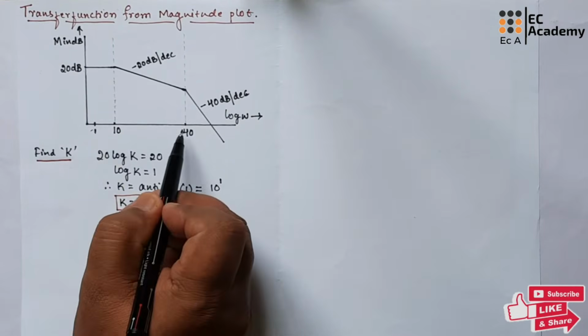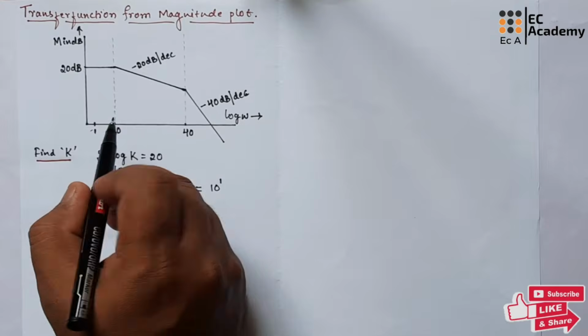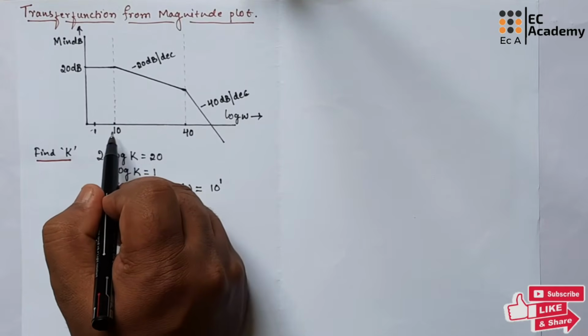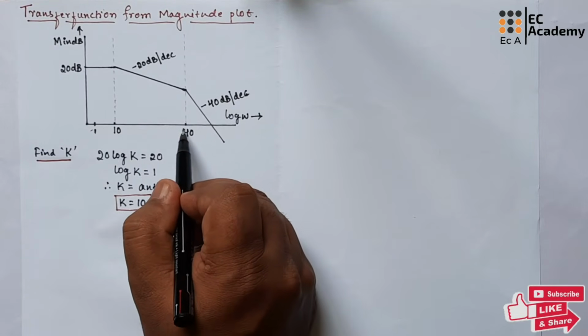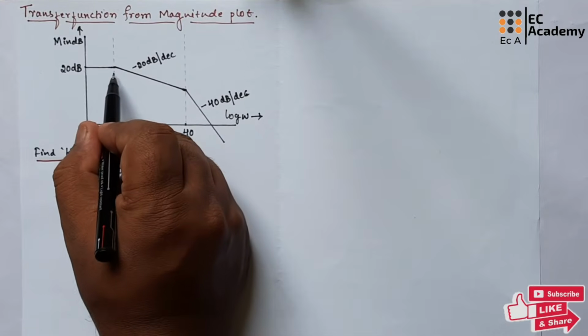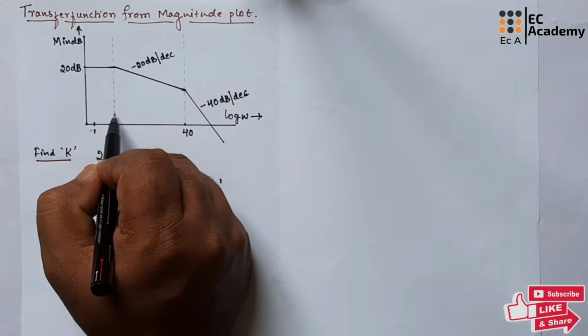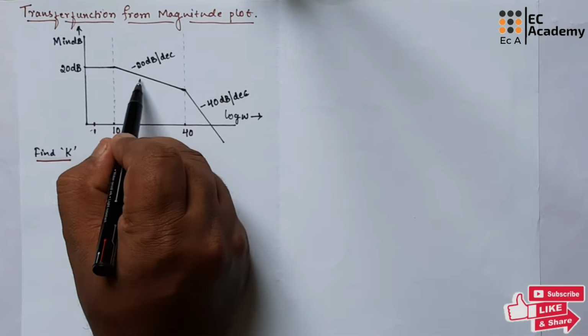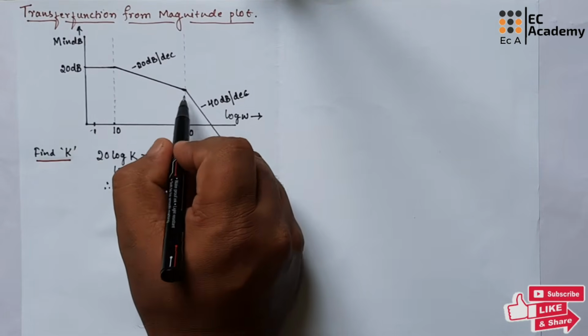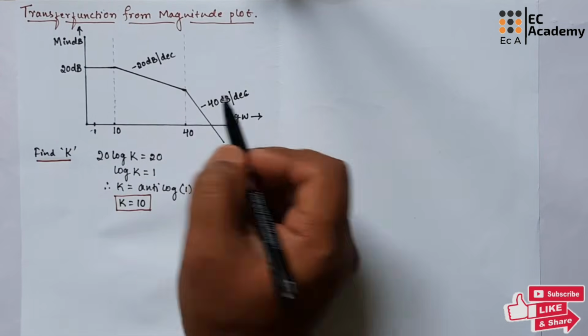Now there are two corner frequencies that are given in the problem. This is 10 radians per second, and here we have 40 radians per second. Corner frequencies are those where the slope changes. You can observe here that at 10 radians per second there is a change in slope, and again at 40 radians per second there is a change in slope, right?